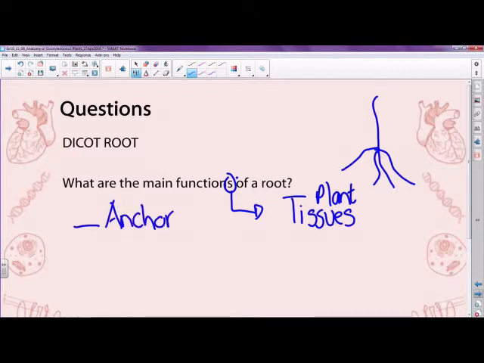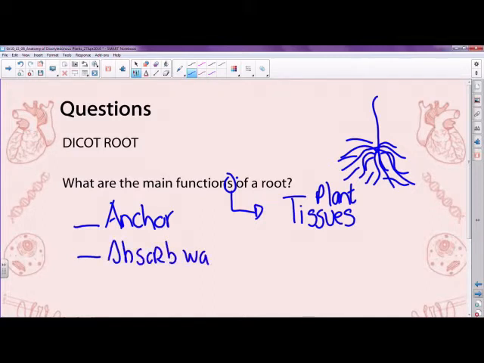When we look at the root, it's not always made of just one single thing. We see there's a lot of little parts if I were to draw like that. Those are what we call lateral roots. And what are they going to do? They're going to anchor the plant. The second thing that I need the plant to do is absorb water. Absorb water and mineral salts.